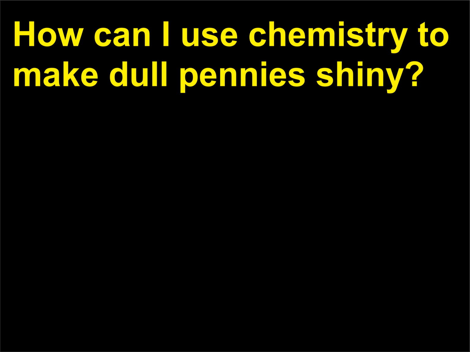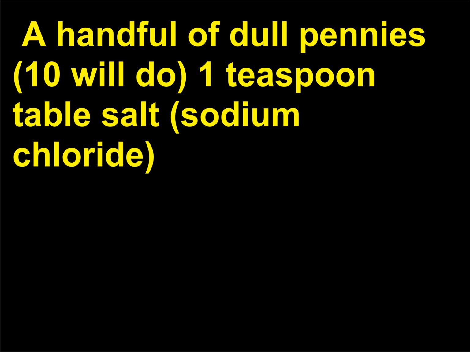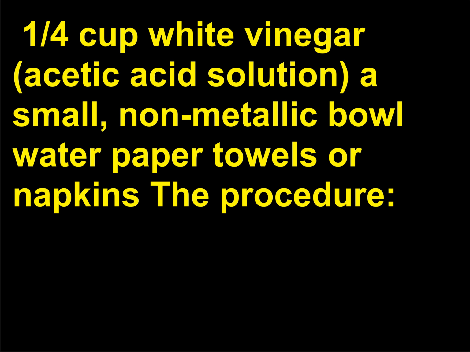How can I use chemistry to make dull pennies shiny? Chemistry principles encountered in this experiment: surface chemistry and oxidation reactions. Materials you'll need: a handful of dull pennies (10 will do), 1 teaspoon table salt (sodium chloride), 1/4 cup white vinegar (acetic acid solution), a small non-metallic bowl, water, and paper towels or napkins.